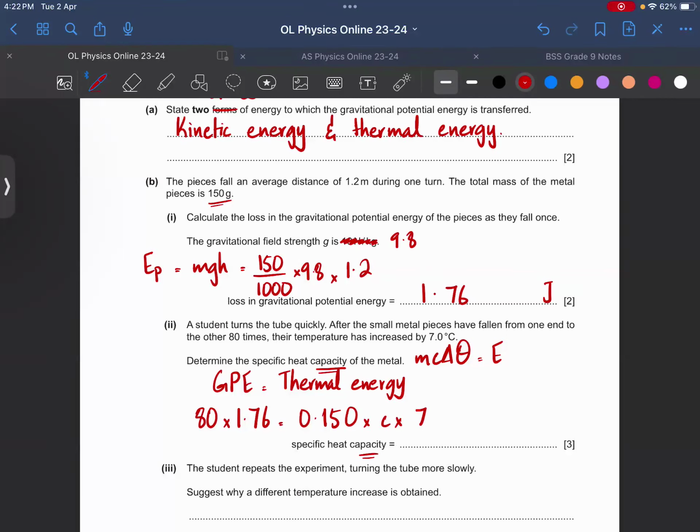So now if I calculate this, so 80 times 1.764 I guess. 0.15 times 9.8 times 1.2 times 80 divided by 0.15 times 7 is 134.4. So yeah, so 134.